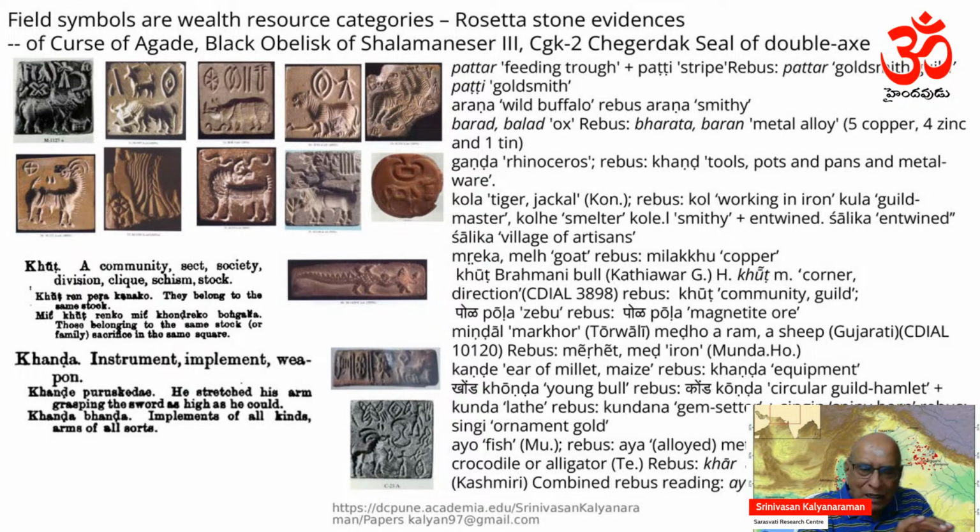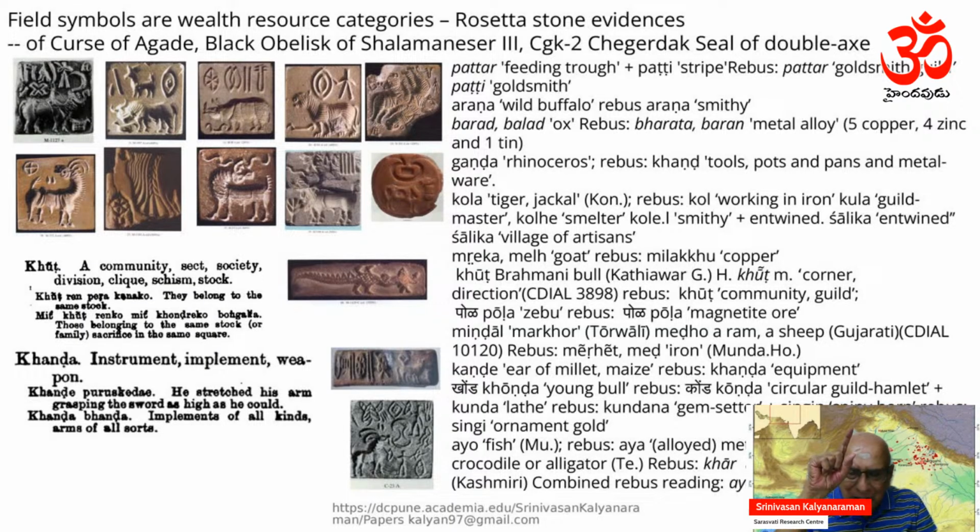And Markor sign, Vindal, Markor, Torvali, Meadow, ram or sheep, Gujarati, KDL 1020. Similar sounding word, med, ayan, Mundarika, and Horo. Kande, ear of millet, maize. Similar sounding word, Kanda, equipment. Then the young bull or unicorn, it has one horn, is a Konda, young bull. Konda is a circular hamlet. Kunda is a lathe. Kundana is gem setting.